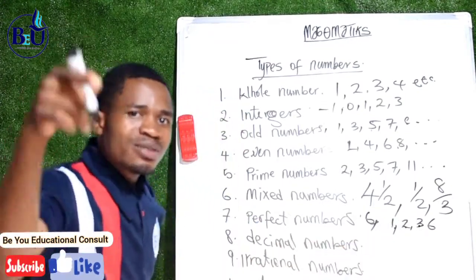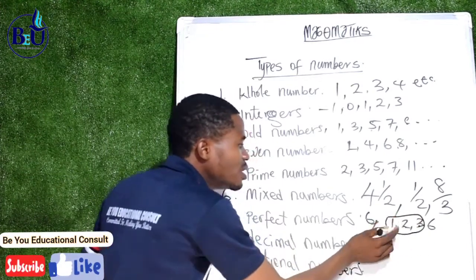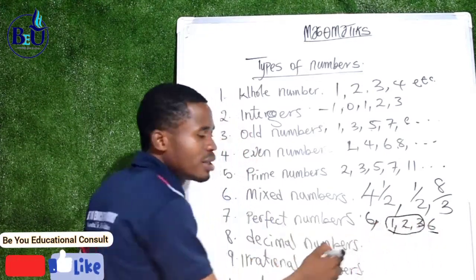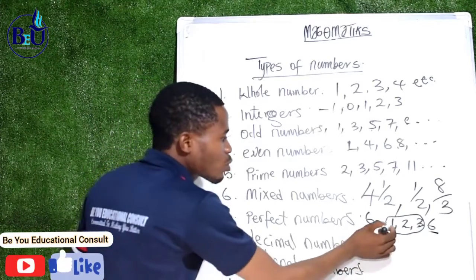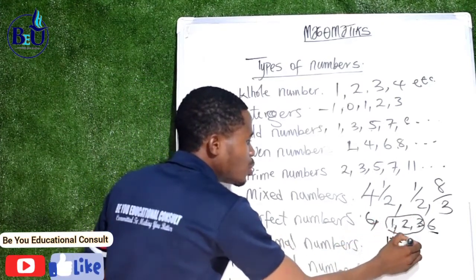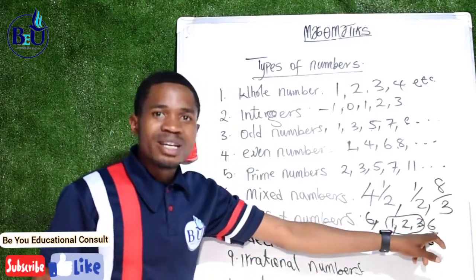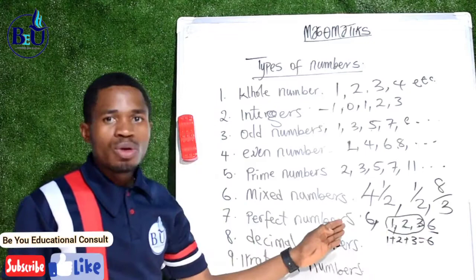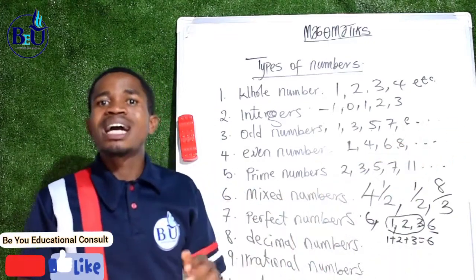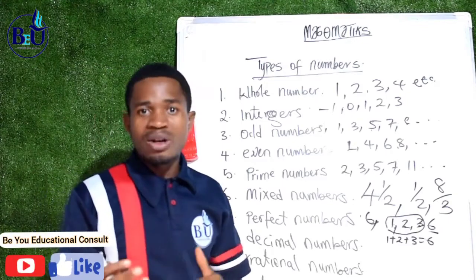A perfect number is a number whose factors, excluding itself, sum up to the number. For example, factors 2 plus 1 plus 3 will give you 6. You see, excluding the number itself, all its other factors give you the number. Any number that behaves like that is what we call a perfect number.